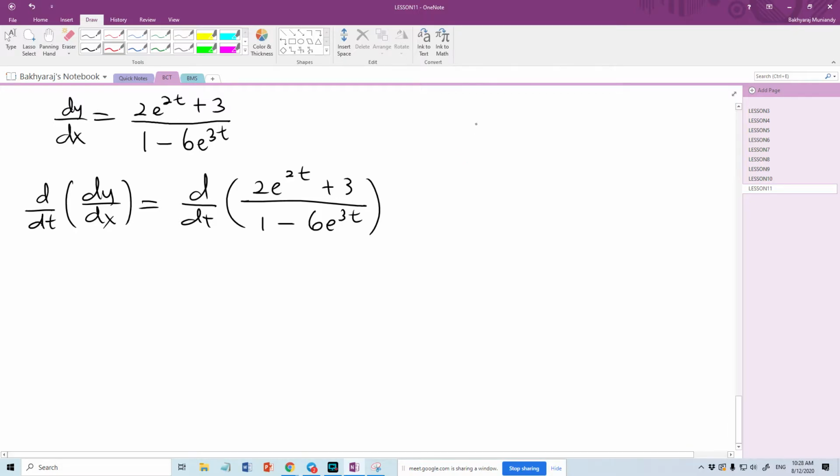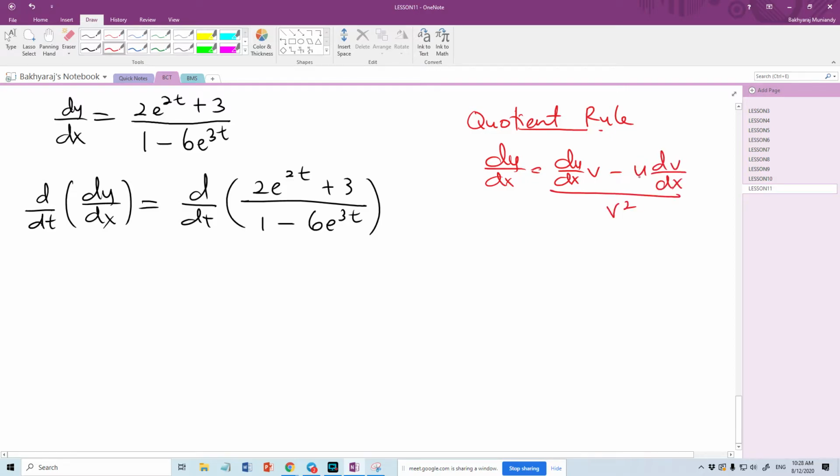Yeah, correct. You need to use the quotient rule. Very good. Okay, we need to get the quotient rule. The quotient rule says that dy dx is equal to (du dx times v minus u dv dx) over v square. Okay, good. Get this formula. So, by knowing this formula, we can substitute this as our u and this is our v.